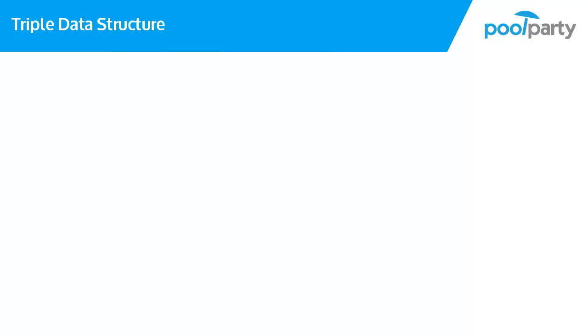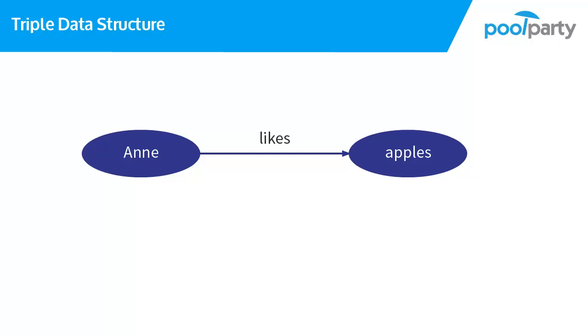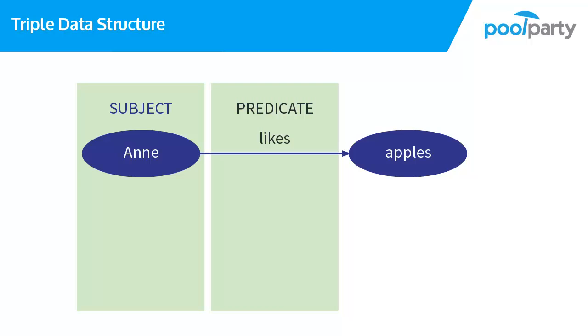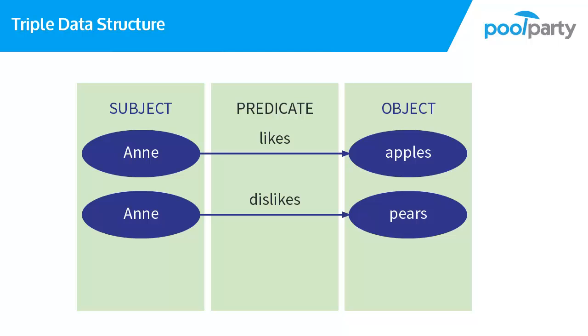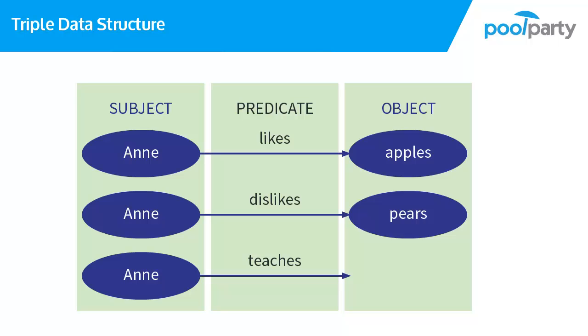As an example, we could take the statement Anne likes apples. Anne would be the subject, likes the predicate, and apples the object. In this statement, Anne would be a resource in our dataset. With the statement, we describe our resource Anne. We can add many more statements to describe our resource Anne in more detail. For example, we can say that Anne dislikes pears, or that Anne teaches linguistics.